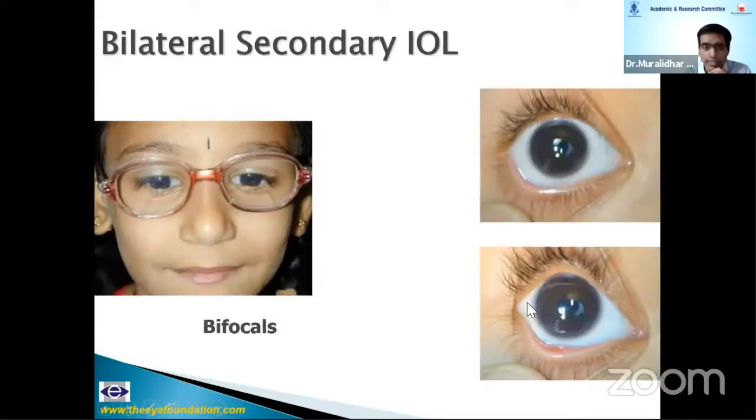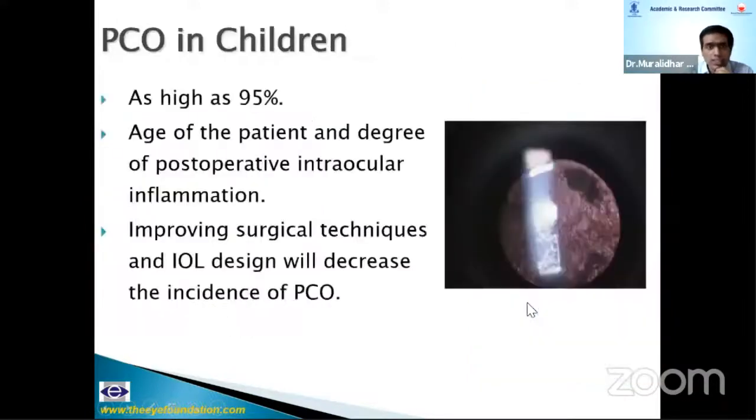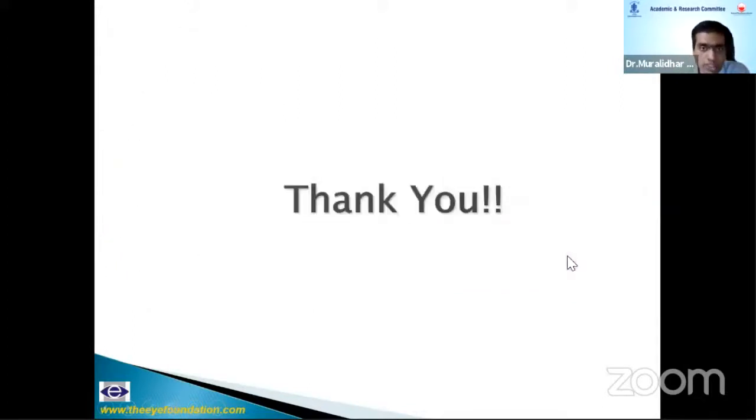IOL implantation has to be done in the sulcus. And PCO in children, if you do not do a PPC, can be as high as 95%. I do not rely on YAG in less than 8-year-old, and even in those who are unlikely to come for follow-up, because YAG disrupts the soft after cortex into the vitreous, and it can cause a lot of inflammation.